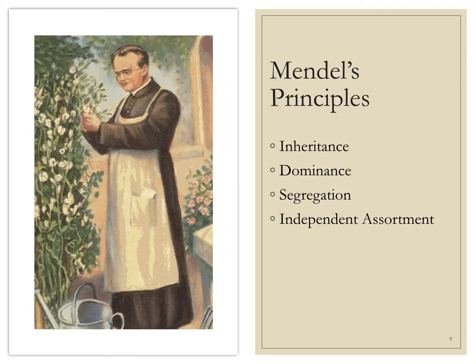So he came up with some different ideas. These can be called Mendel's laws or Mendel's principles, but these are based on his observations of his pea plants. So his principles are the principle of inheritance, the principle of dominance, the principle of segregation, and the principle of independent assortment.